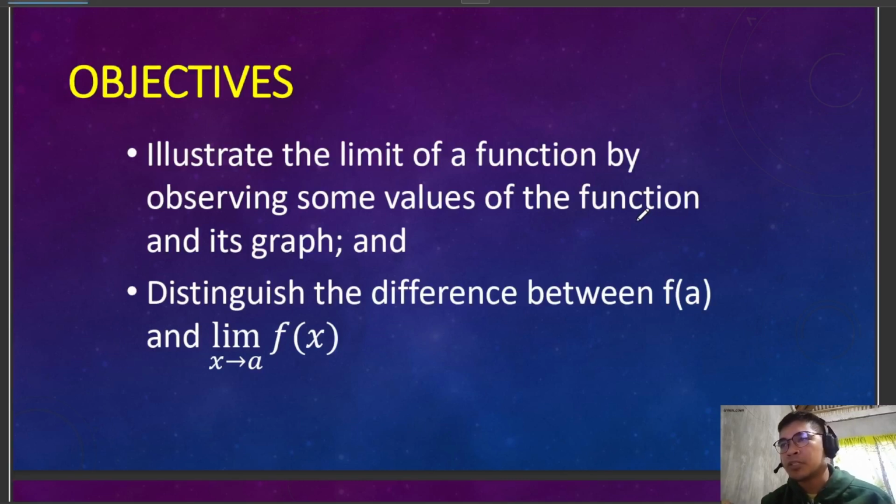and the values of the function and its graph, and then distinguish the difference between f of a and the limit of f of x as x approaches a.